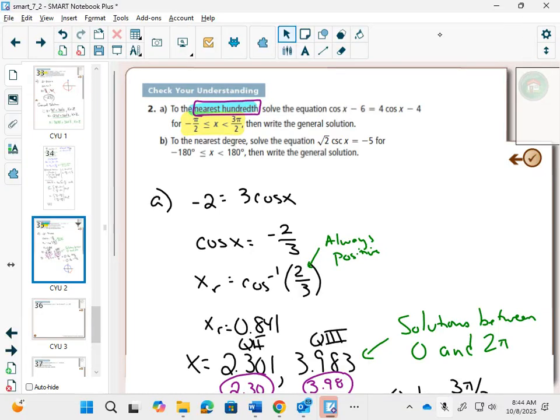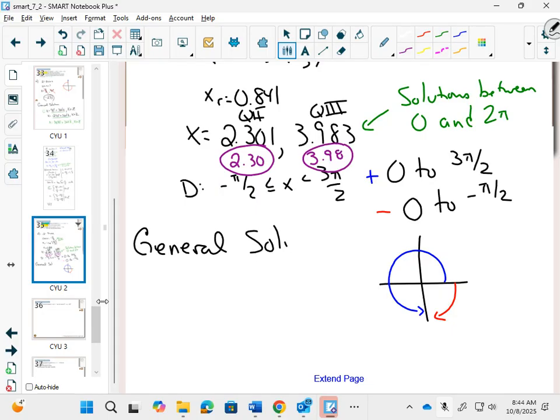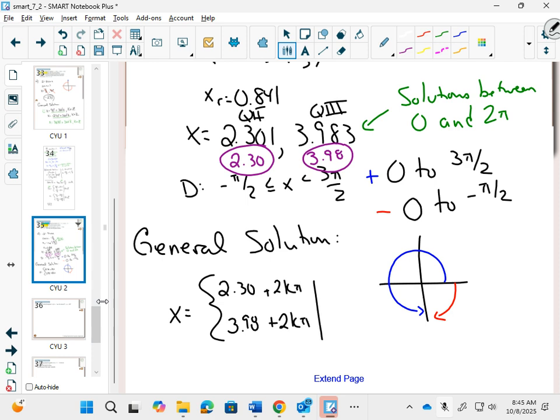Are we done? No, we've done to the nearest hundredth. We did this, but it says also to write the general solution. How do you do a general solution? Well, first, you solve between 0 and 2 pi, and I made a green note. I did that. Those are my solutions between 0 and 2 pi. Then you take all of those solutions, so my 2.30 and my 3.98, and add 2k pi, and write all the coterminal ones with those angles, and I have my general solution.